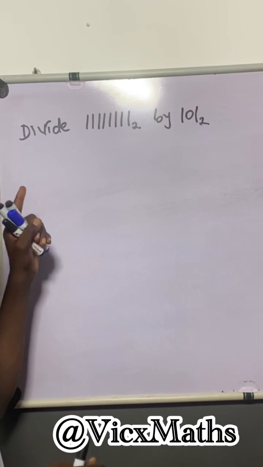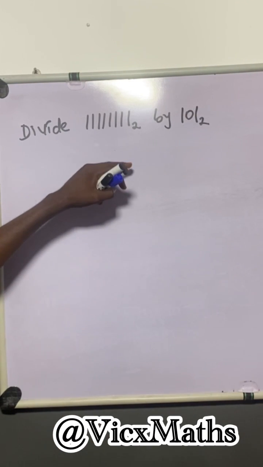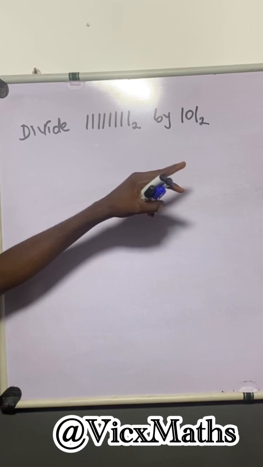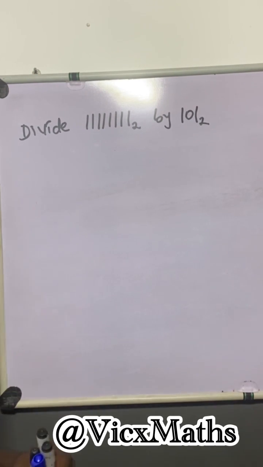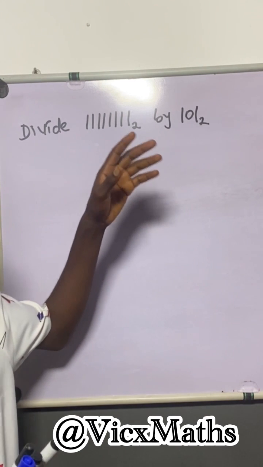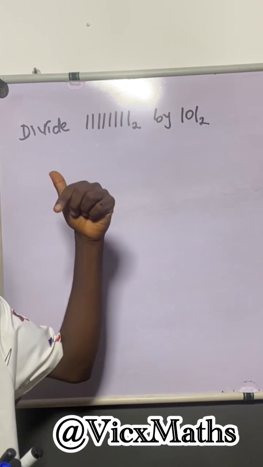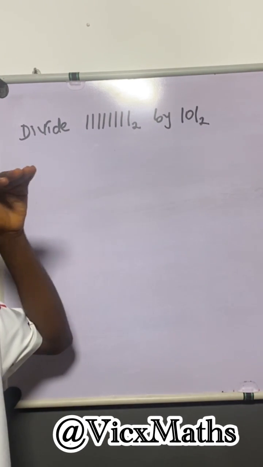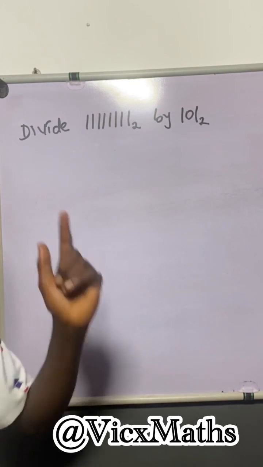Okay, we have a question here that says divide 1 1 1 1 0 base 2 by 101, which is base 2 again. Now, you can solve this question easily by converting each of them to base 10, dividing them, then expressing it back, because your options, if it is objective, may be in base 2. So you have to convert it back to base 2.